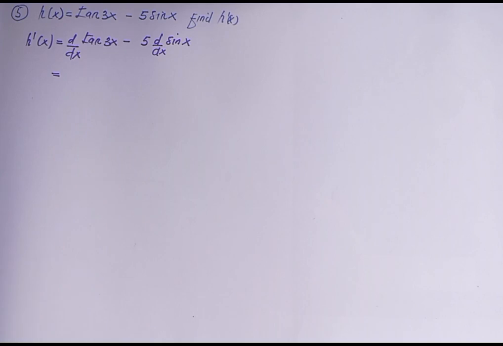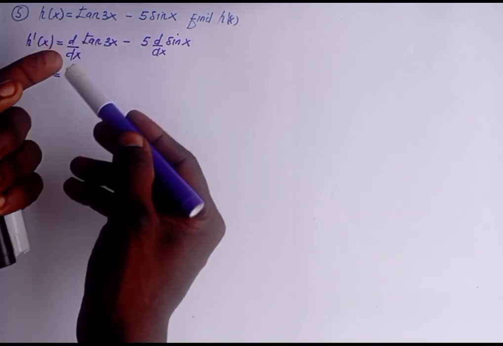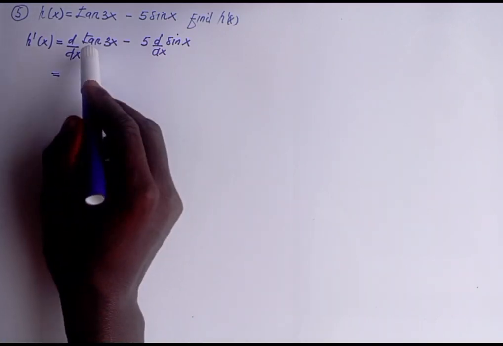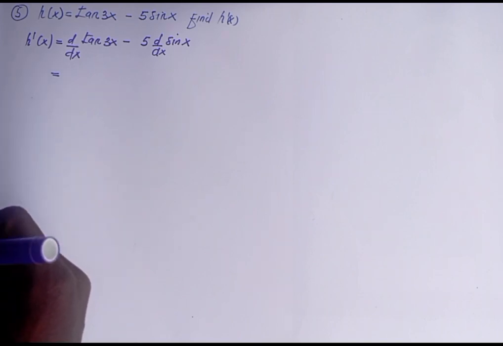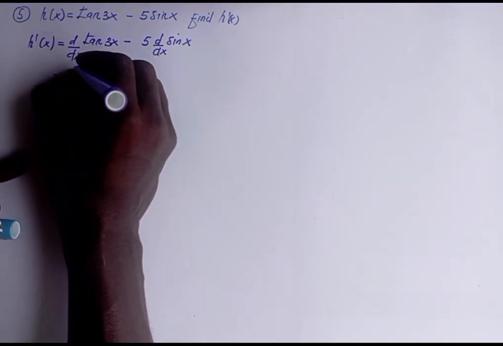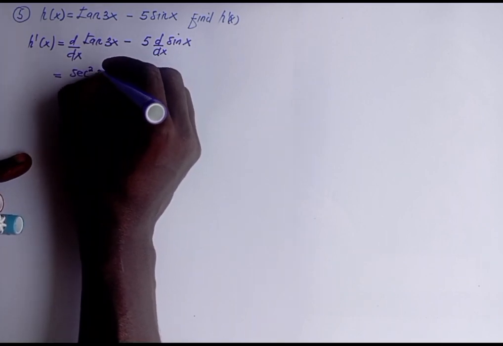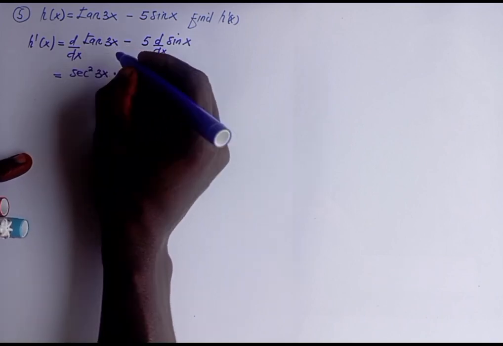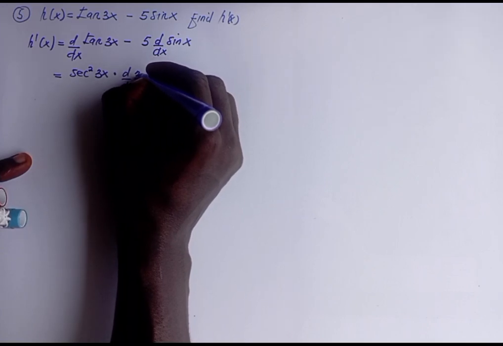Now tan 3x, okay, we can apply the chain rule. We differentiate the outside function, then we multiply it by the derivative of the inside function. So we know that our outside function is tan. Now when we differentiate tan, what do we get? We get sec squared. But we have the argument to be 3x. We add it to it, then we multiply it by the derivative of the inside function. So it means we are going to differentiate the inside function, which is what? 3x. Good.